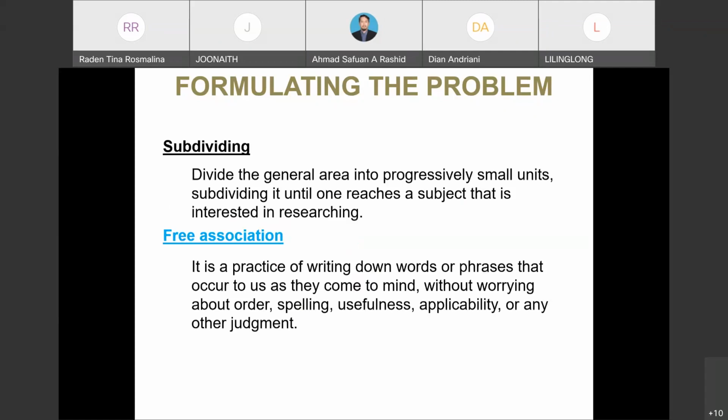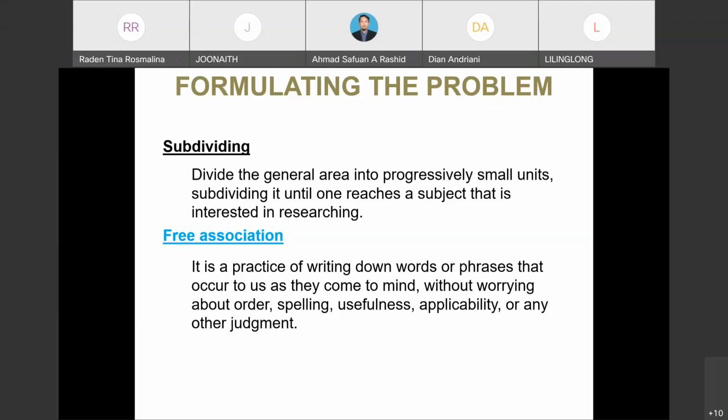So subdividing: divide the general area into progressively smaller units. Subdivide until one reaches a subject that one is interested in researching. For example, for ground treatment, we have a lot of methods for ground treatments. So I'm focusing on deep mixing methods, because it is very important and very cheap in terms of cost compared to the other methods.